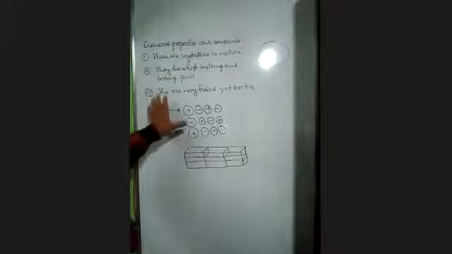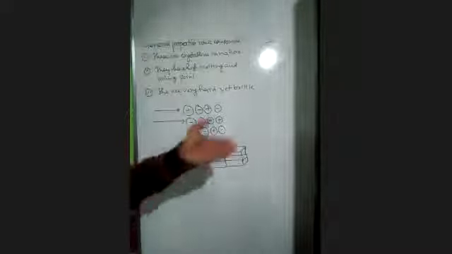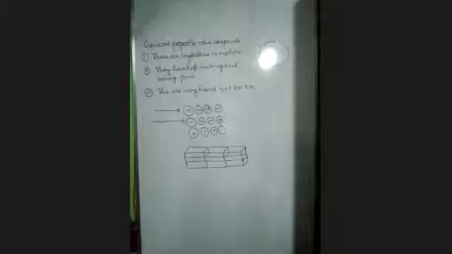Because of that, they are very hard. Why are they very hard? Because they are extremely closely packed. Okay? And why are they brittle? Because they are not interlinked with each other. If you push, each and every layer of these ions can be separated.